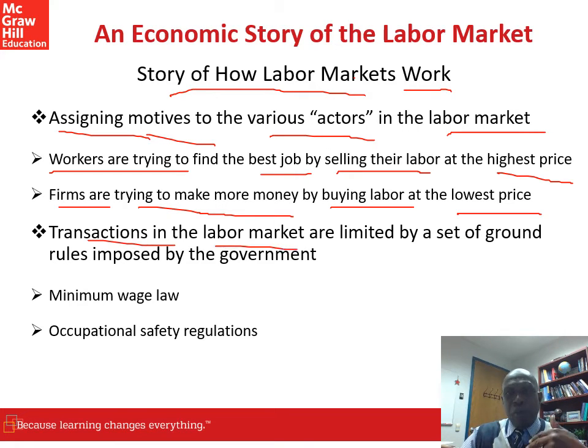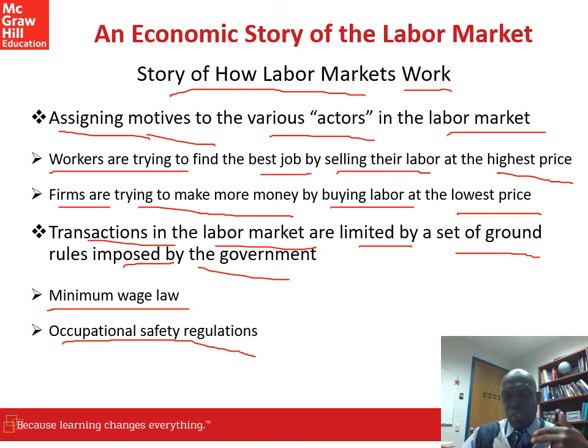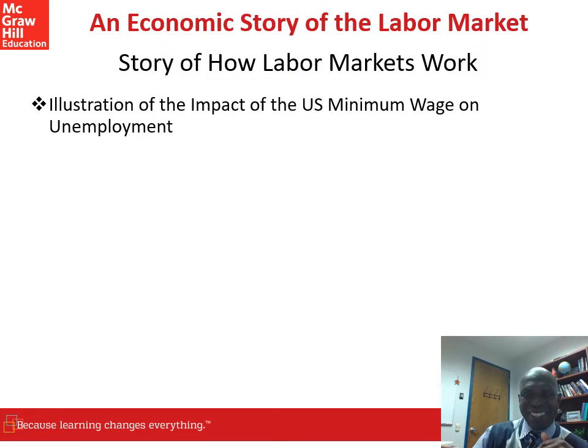Transactions in the labor market are limited by a set of ground rules imposed by the government. This set of ground rules include minimum wage law and occupational safety regulation, for instance. I'm going to illustrate the impact of the US minimum wage on unemployment by using a graph.